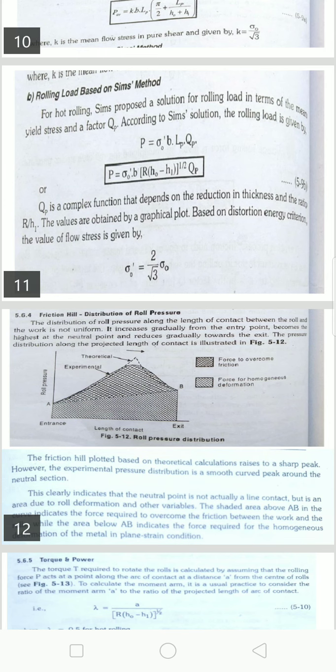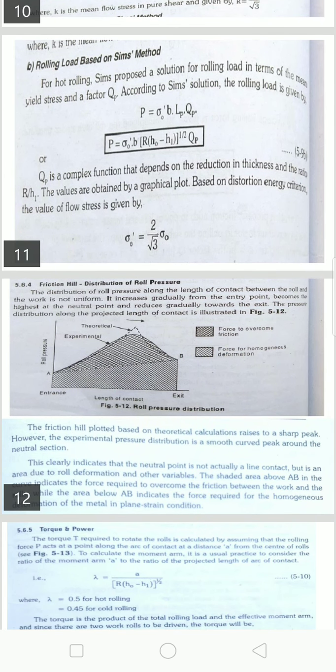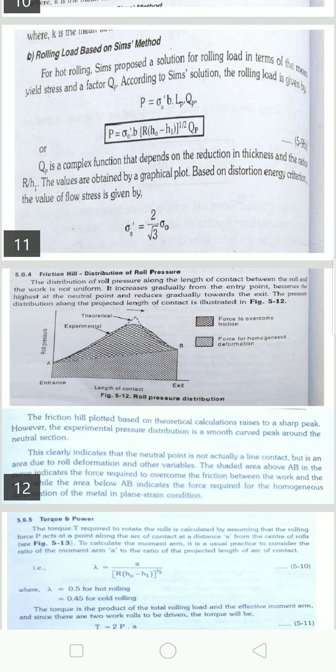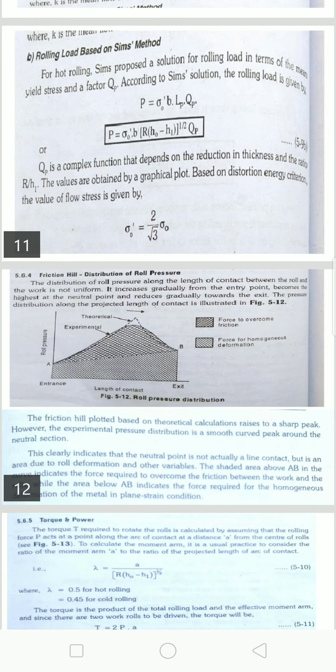The pressure distribution along the projected length of arc is given in the equation in figure 5.2. Therefore, the pressure at the entry, at the neutral point, and at the exit varies. This is what ultimately produces a waviness on the part produced. By comparing the theoretical and experimental values, we can conclude that the frictional hill based on the theoretical calculation rises to a sharp peak.